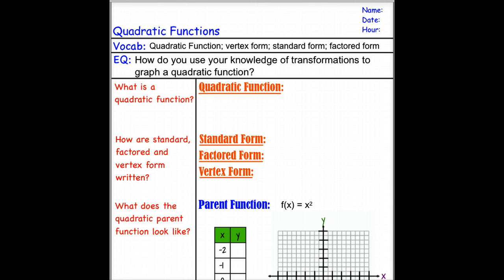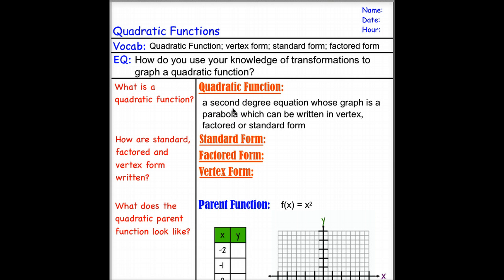of second trimester. This first lesson is actually 100% review for us in that we have seen quadratic functions before, and in section 1.9 we dealt with the transformations of quadratic functions. Now, to refresh your memory, a quadratic function is a second degree equation whose graph is a parabola, which can be written in vertex, factored, or standard form.